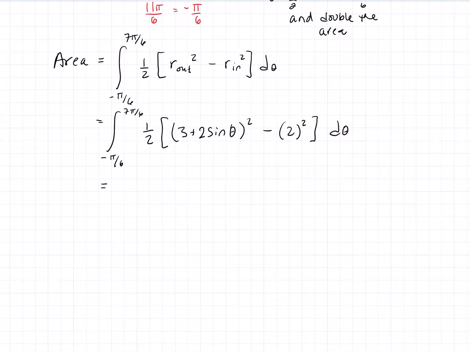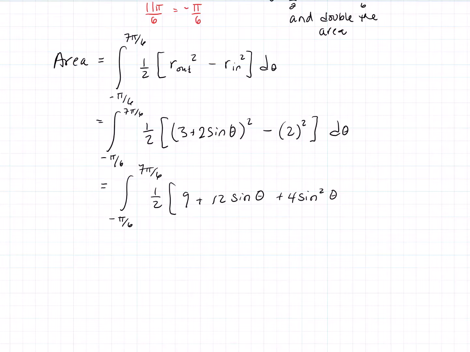And we could continue this on, and I'll take it just a little step further here, and then I think I'll end the video. This is then the integral from negative pi over 6 to 7 pi over 6 of 1/2, expand everything out here, 9 plus 12 sine of theta plus 4 sine squared of theta minus 4 d theta, and so on. At this point, this is just integration strategies, and then plugging it in.